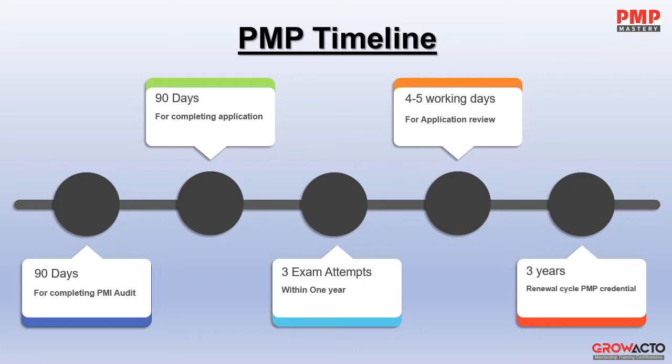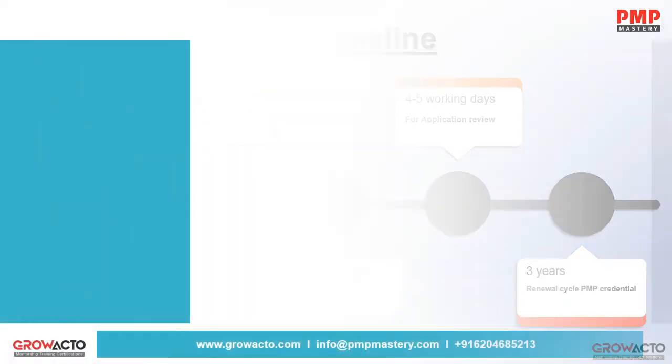Also guys, you need to understand there is a renewal cycle. Once you pass your PMP exam, you have to maintain your PMP certification. Every 3 years you are going to renew your PMP credential. For that you need to earn 60 PDUs and you have to claim them on the PMI website. So these are all about time.